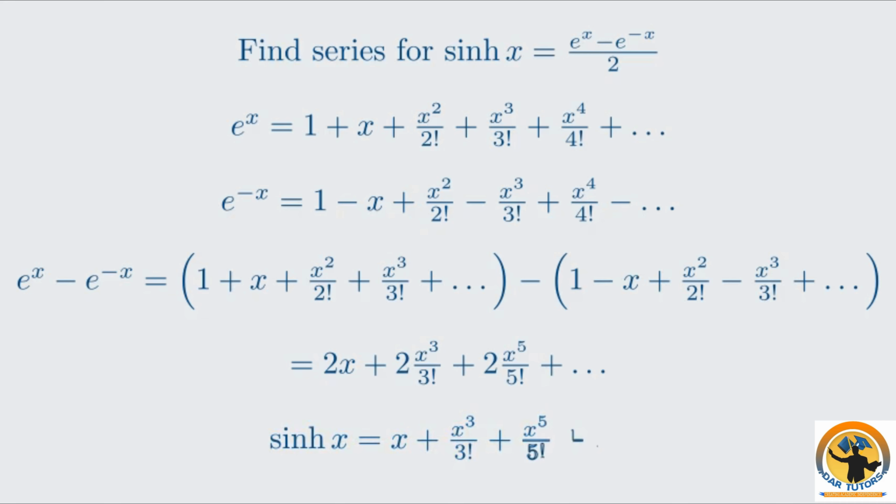Notice that this series looks very similar to the series for sine x, but all the signs are positive. The interval of convergence for a sum or difference of series is the intersection of their individual intervals of convergence. Since e to the x and e to the negative x both converge for all x, their sum and difference also converge for all x.